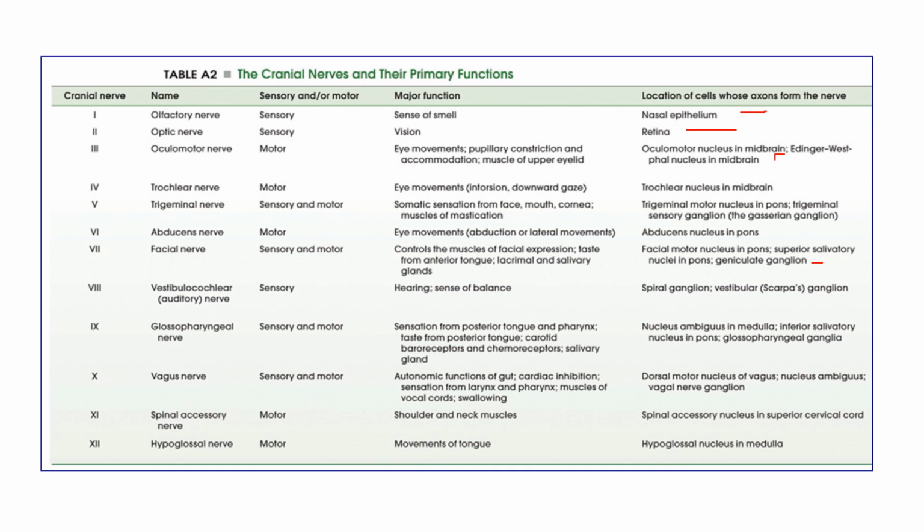So we know this is going to control SCM and upper trap, so it makes sense that it's in the superior cervical cord or in the neck. Hypoglossal nerve, hypoglossal nucleus in the medulla. So remember where these are by your rule of 4.